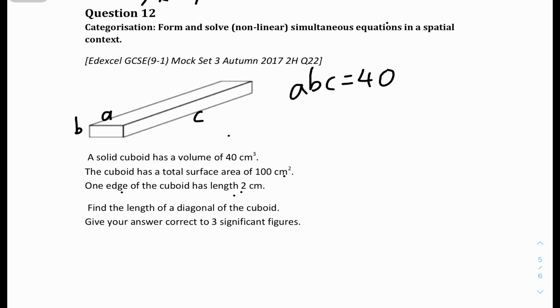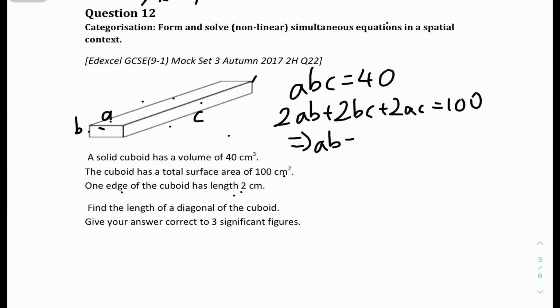And has a surface area of 100, so it will be 2AB plus 2BC plus 2AC equals 100. Because we know that this and this will be this face, there will be 2 of these faces, 2 of these faces, and 2 of these faces. And you can simplify this to become AB plus BC plus AC equals 50, because you divide everything by 2. So one edge of the cuboid has a length of 2 cm.